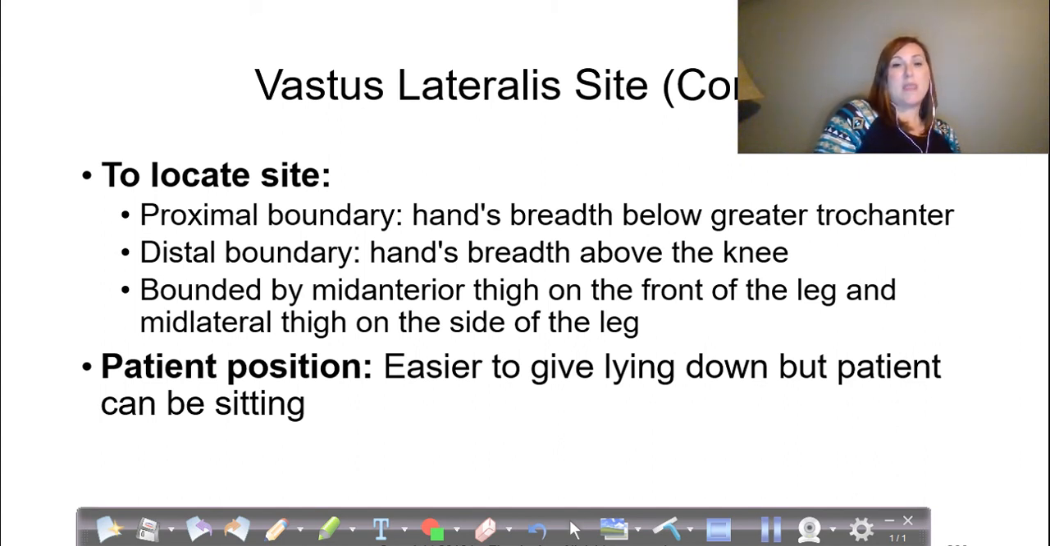The patient can be sitting, but it's easier to do it lying down. I know in some of our peds patients, they're sitting when they get an injection here.